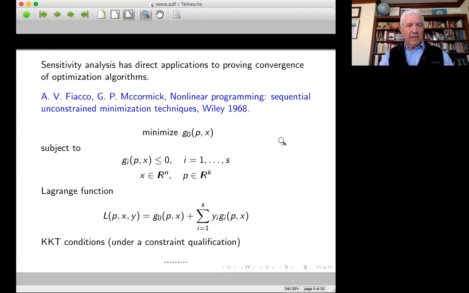I put it in the framework of nonlinear programming with inequality constraints. I didn't put the equality constraints, for simplicity. So we introduce the Lagrange function in the usual way, and under a constraint qualification, we can write down the KKT conditions, the optimality conditions for this problem. I'm not going to write it down here. I'll write it down later.